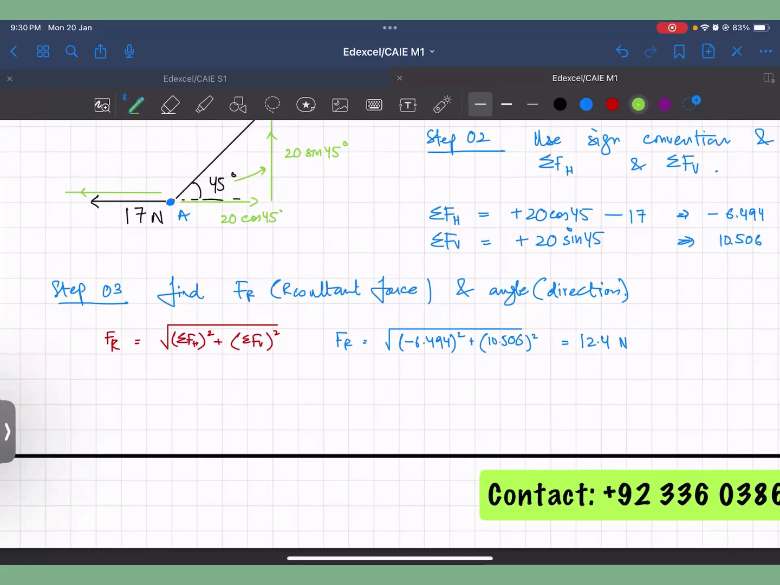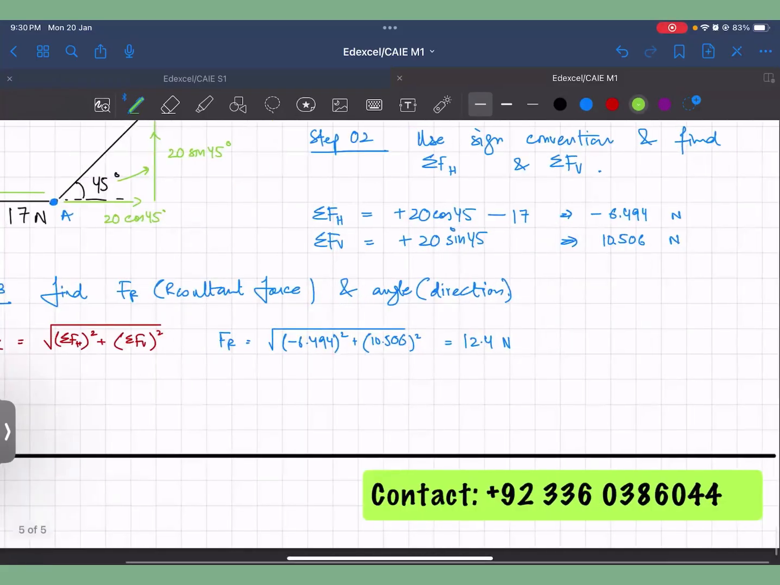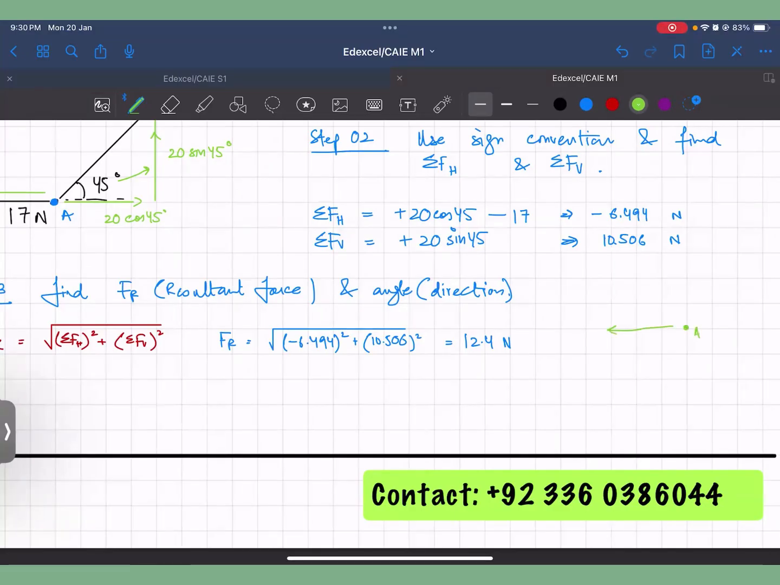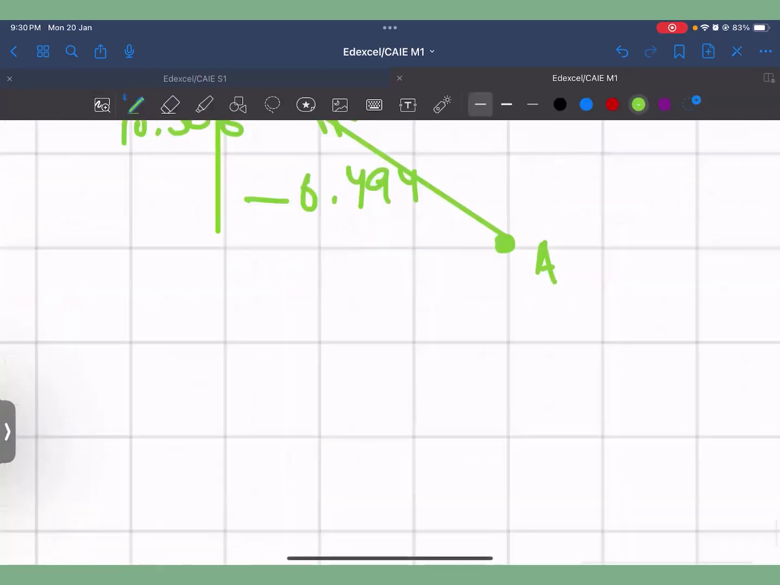We know the sum of the horizontal and the sum of the vertical. From your point A, the sum of horizontal is on the left side, minus 6.494, and vertical is positive, 10.506. So this is the vector that we have just found, the magnitude 12.4, the resultant magnitude. Now we need the angle. For the angle, we find this angle theta.